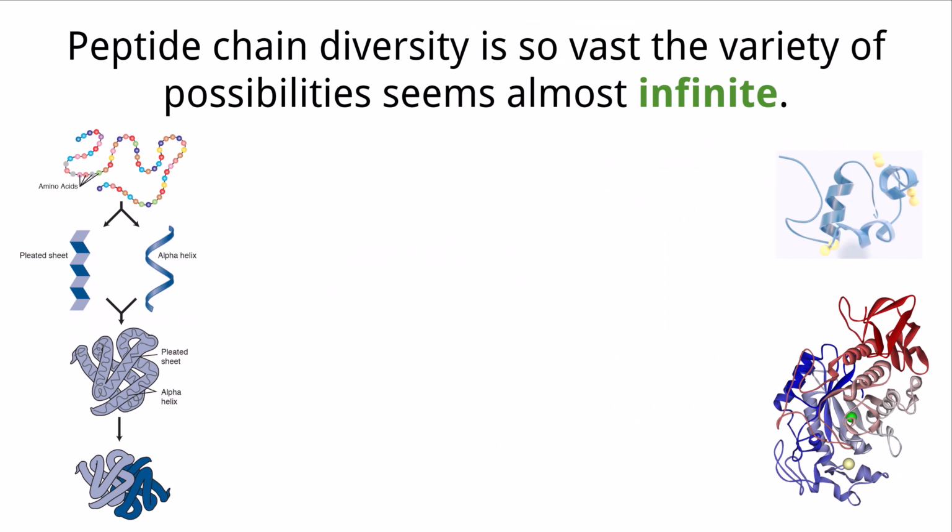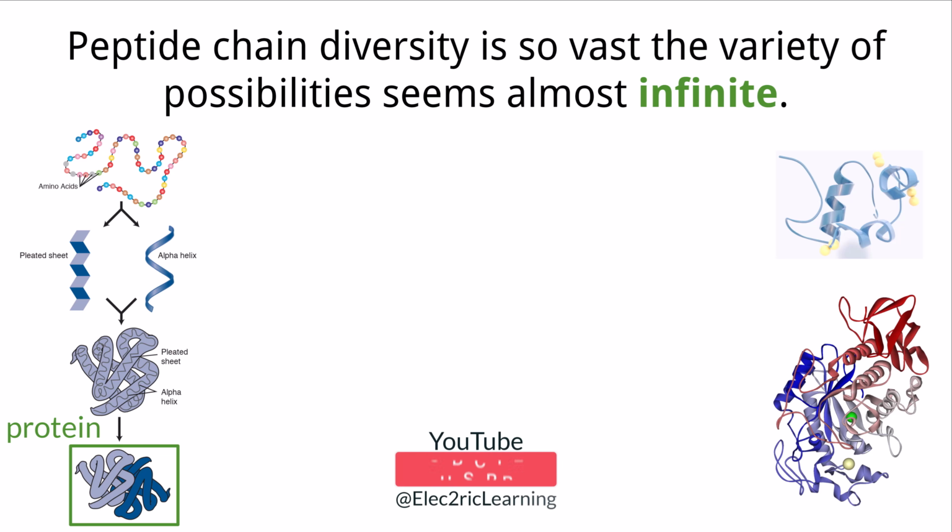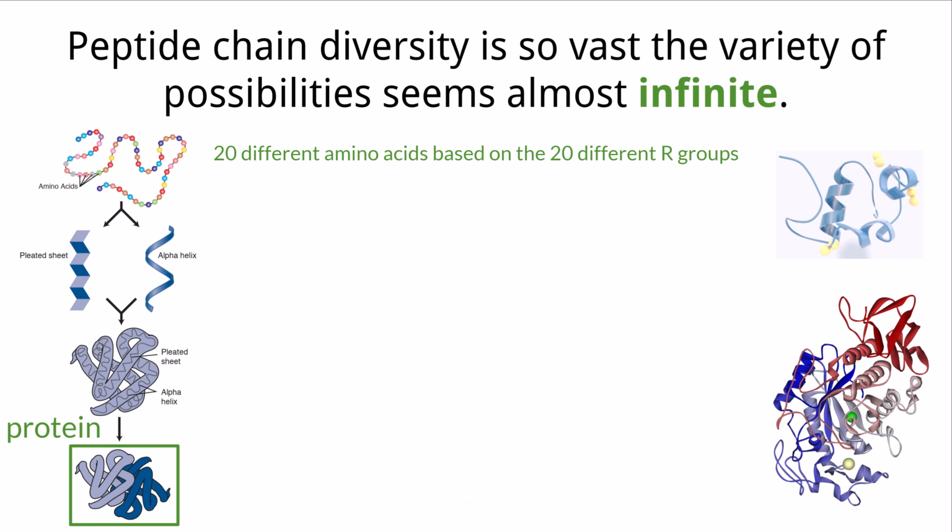Amino acids put together create a polypeptide, and when that polypeptide folds into its final form, we can call it a protein. The human body creates and contains thousands and thousands of different proteins that perform different functions. But how is all of this diversity possible? Well, remember that there are 20 different amino acids based on the different R groups. So if the cell is building a protein chain, it has 20 options of amino acids to use.